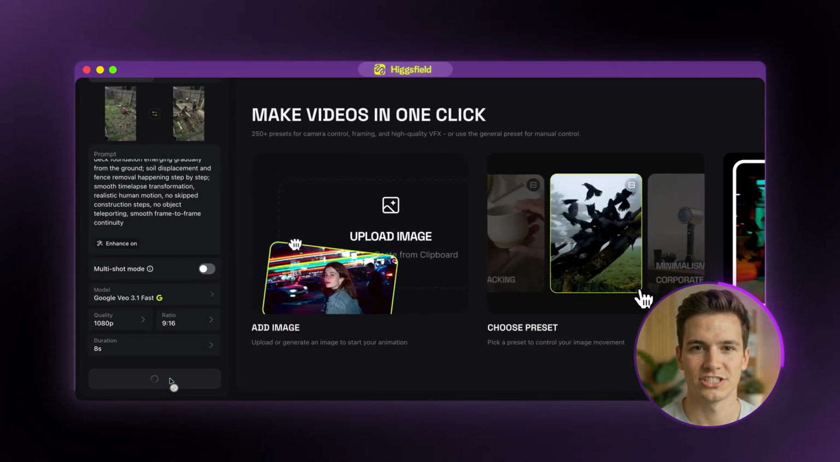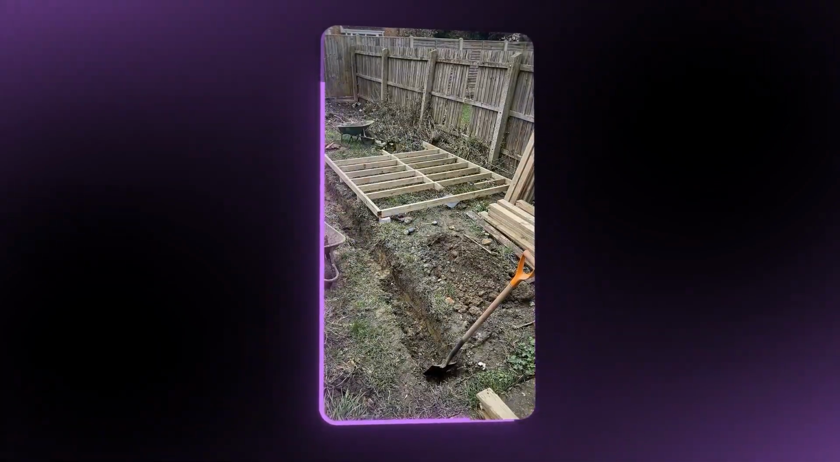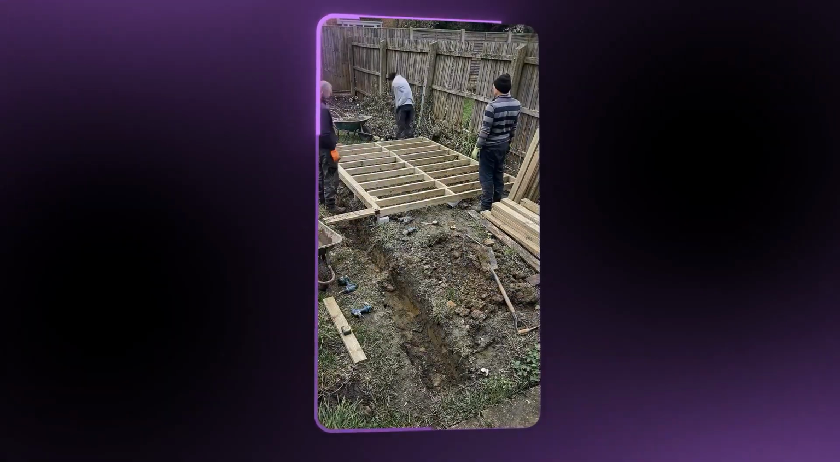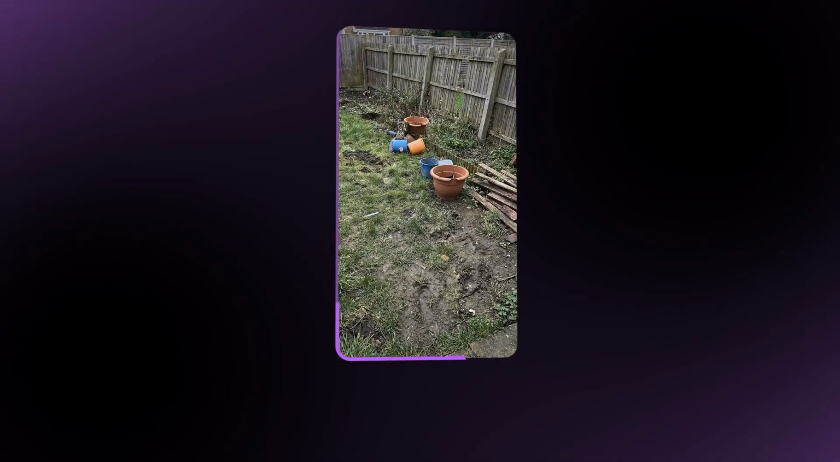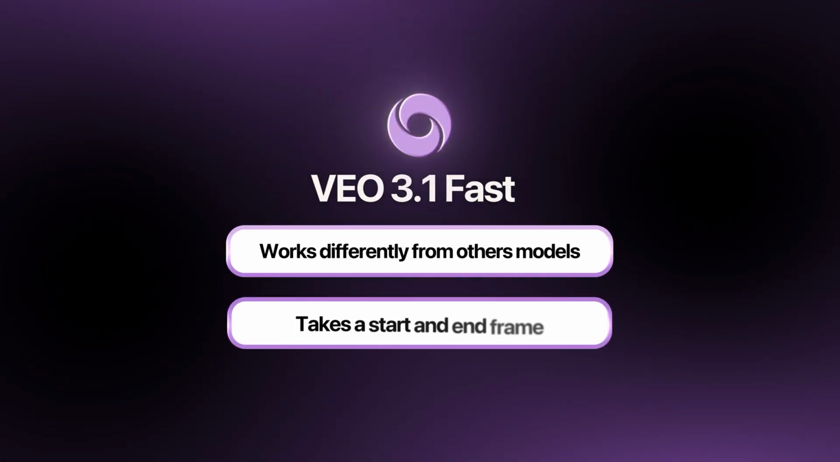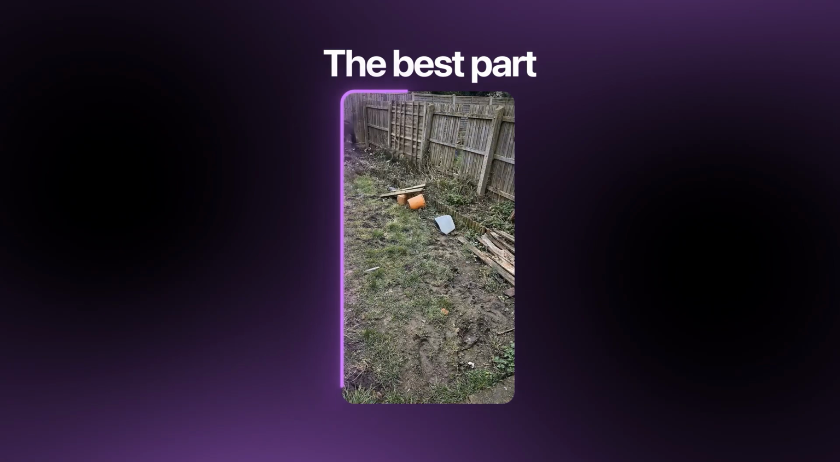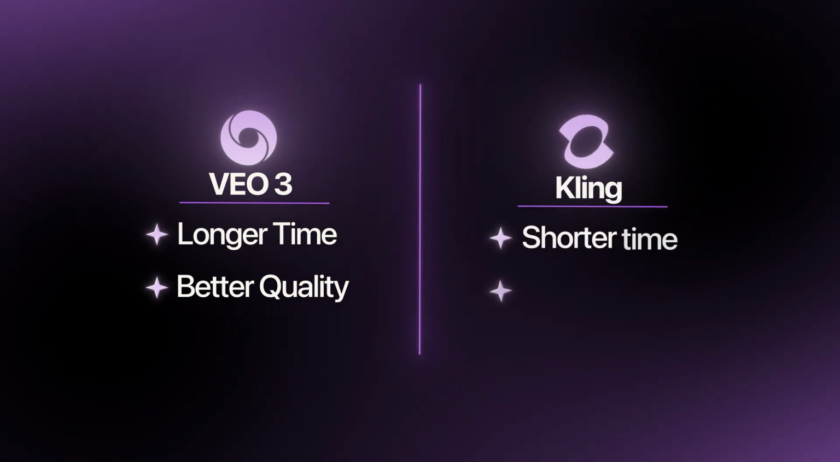Hit generate. 30-40 seconds later, you get this. As you can see, the video is realistic and it also has sound, which is great. VEO 3.1 Fast works differently from other models. It takes a start frame and an end frame, then generates the transition between them. The best part is that it also provides your videos with sound. If you're posting on YouTube, use VEO. If you need speed for bulk content, Kling works fine.